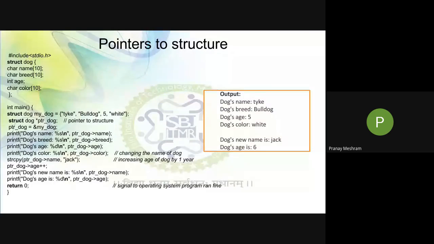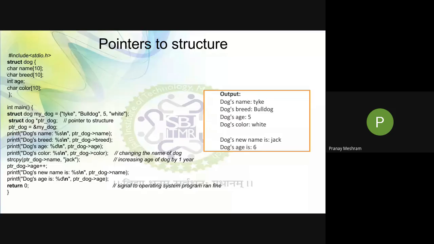The first parameter of strcpy is the destination, the variable where we want to store the value, and the second parameter is the value which we want to store in the variable. So we are writing ptr_dog arrow name. We are accessing the name member using the pointer, that's why we are using the arrow operator here. Then we are giving the second parameter Jack as an input, so this Jack will be copied into the member name.